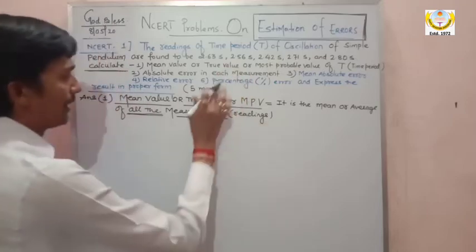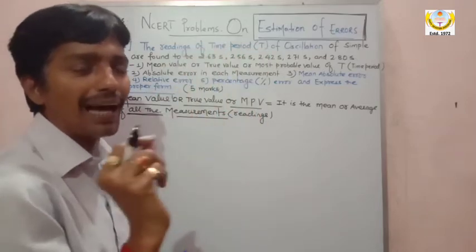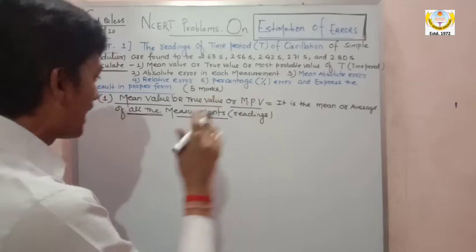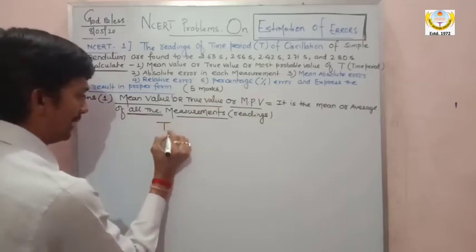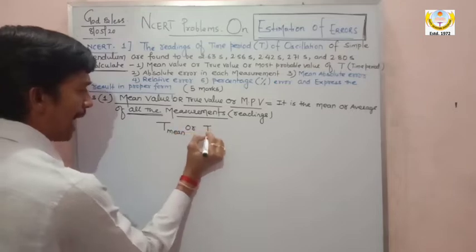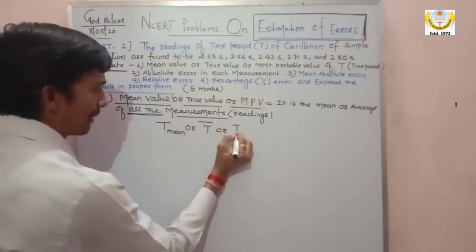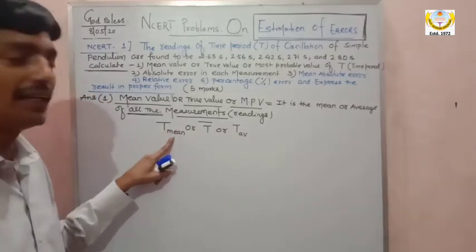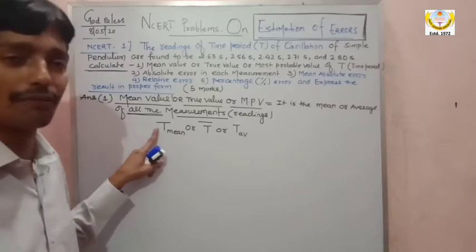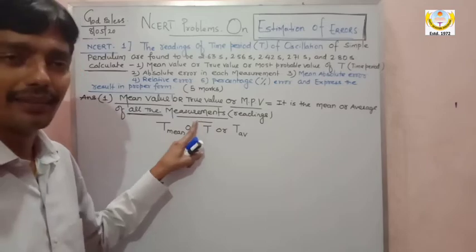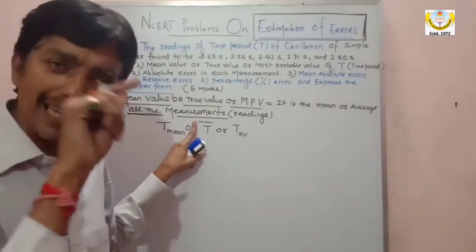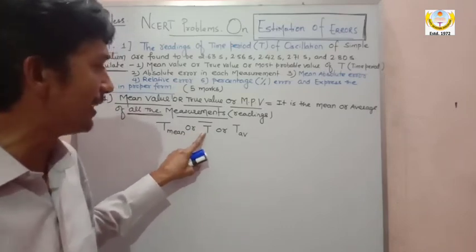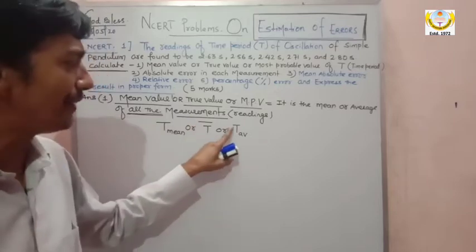So now let's start. This is the true value. The mean value of what am I finding? Time period. I am finding the mean value of time period. So now I have 2 options. Either I will write T mean, or T bar, or T average. These are the ways. T mean is the mean value of time period, or I will write T bar. When we write this kind of notation in physics, immediately any physicist or student can understand that this is the average taken. Or I can write T average.